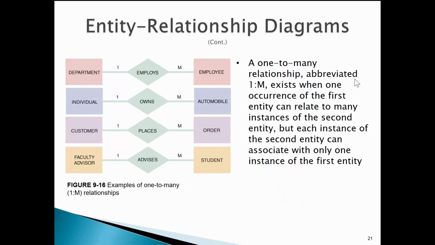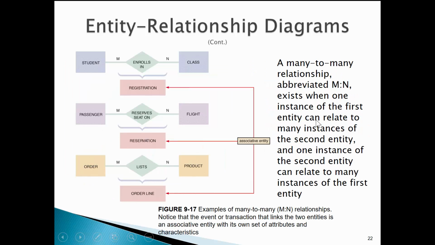Then we move on to one-to-many. This is where one department can employ many employees. One individual can own many automobiles. One customer can place many orders. One faculty advisor can advise many students. And then to the many-to-many. So students can enroll in many classes. A student would enroll in just one class, right? Passengers can reserve seats on many flights. So many-to-many. Basically many flights can have many passengers. It could go the same way. Many products could be on many orders.